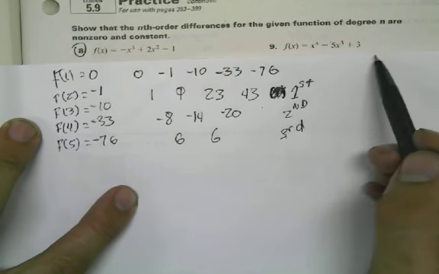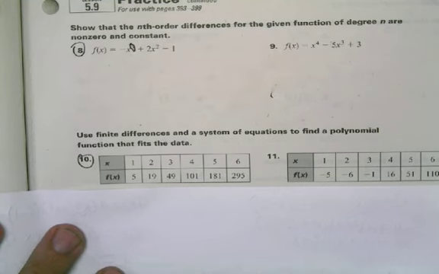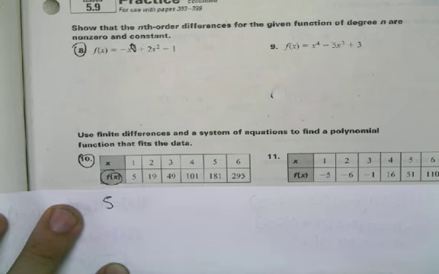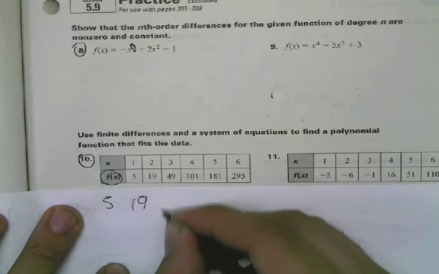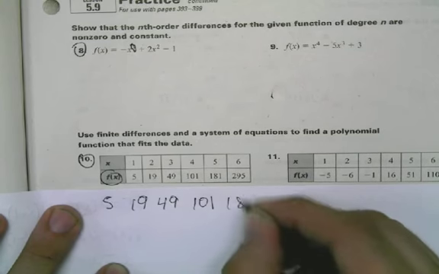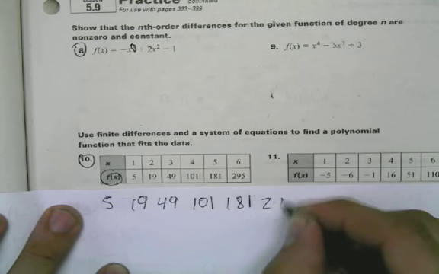Okay, the next one is going to be a little bit more difficult because we're going to have to come up with an equation. Now, they give us what f of x all equal. So let's find out the finite differences here. First, we start out with 5. We only care about the y's, by the way, the f of x's. We have 5, 19, 49, 101, 181, and 295.